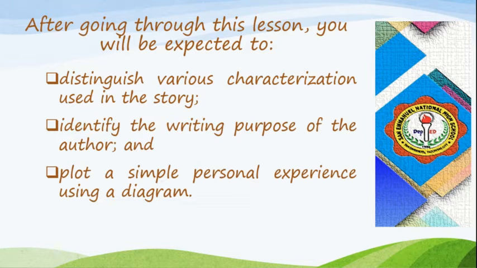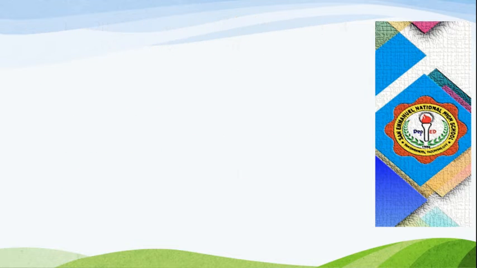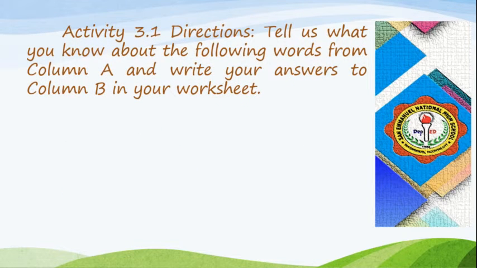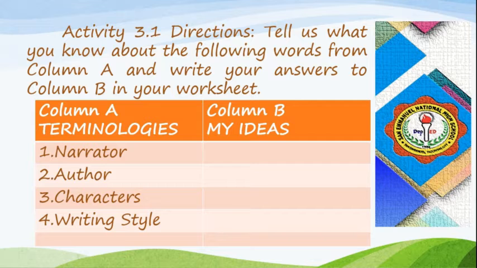Let's do activity 3.1. Tell us what you know about the following words from column A and write your answers to column B in your worksheet. Column A will be the terminologies, while column B will be your ideas. Don't worry, all your ideas are correct and valid. I just want to check your opinions. First, narrator. Second, author. Third, characters. And fourth, the writing style. Great job, learners! Don't forget to write on your worksheet.